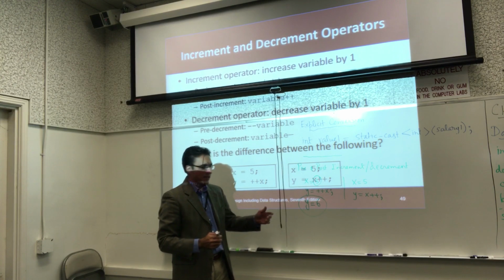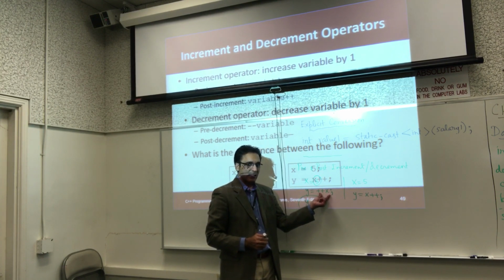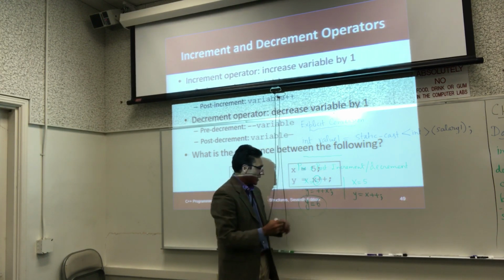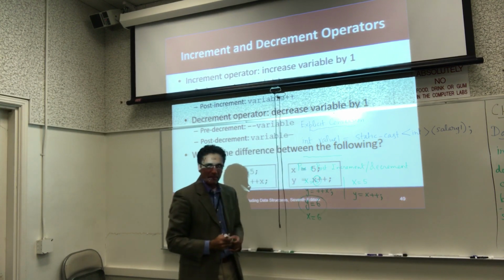So the value of y will be 6 because we are saying pre-increment. Make this one 6, plus plus 6. Make it 6 and assign to y. So y will be 6 and x will be 6. Do you agree with that?